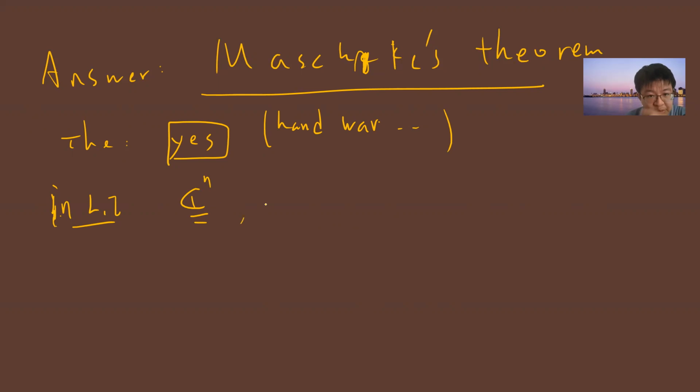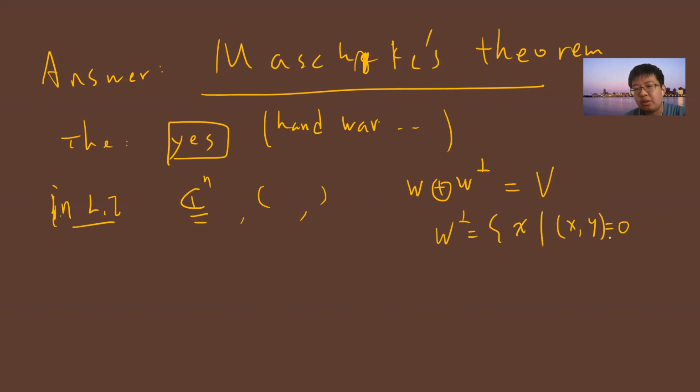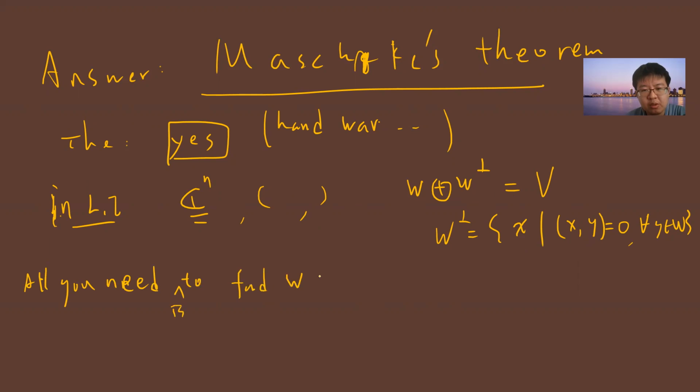In linear algebra, you know that W direct sum W complement will be the whole vector space, where W complement is all the vectors that are perpendicular to all the vectors in W. That is already true in the vector space. All you need is to find the W such that the W complement is G invariant, right?